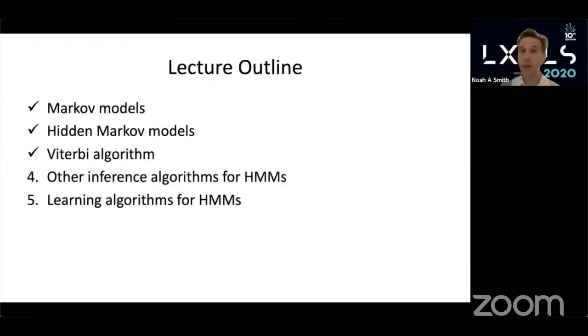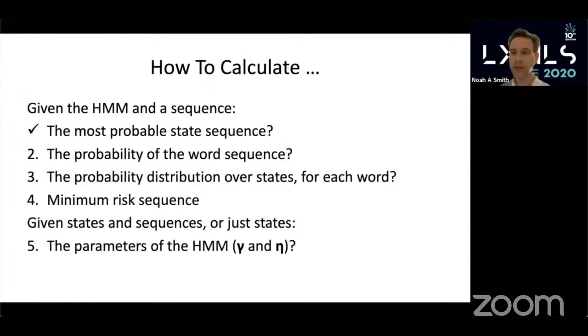Okay, so the Viterbi algorithm solves one inference problem for hidden Markov models. It gives us the most probable state sequence for a sequence of observations. But there's a whole bunch of other things we might want to do. And so in this segment, I want to work through more of these kinds of questions that we can answer with a hidden Markov model.